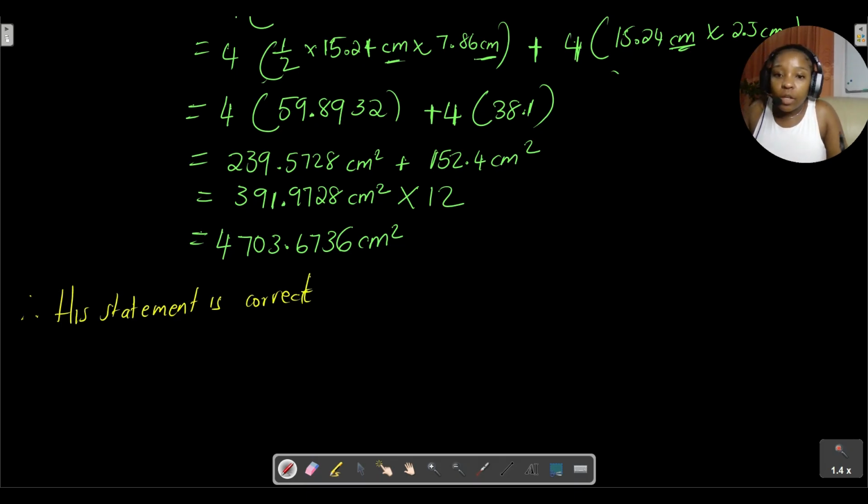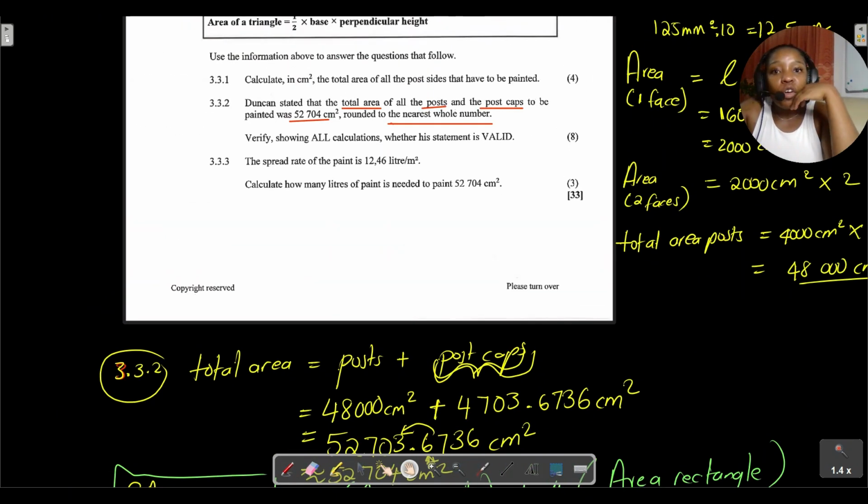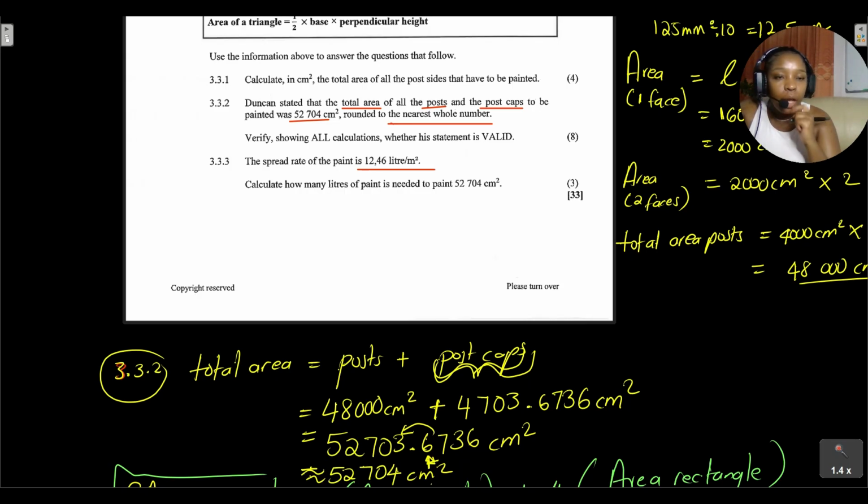Okay, let's have a look at the last question, question number 3. The spread rate of paint is 12.46 liters per meter squared. What does this mean? Remember, I've always said this: if they give you a rate, write it as an equation. If they're talking about the spread rate, they're just saying how many liters you will need to paint 1 meter cubed. Okay, so that's basically what we are told there.